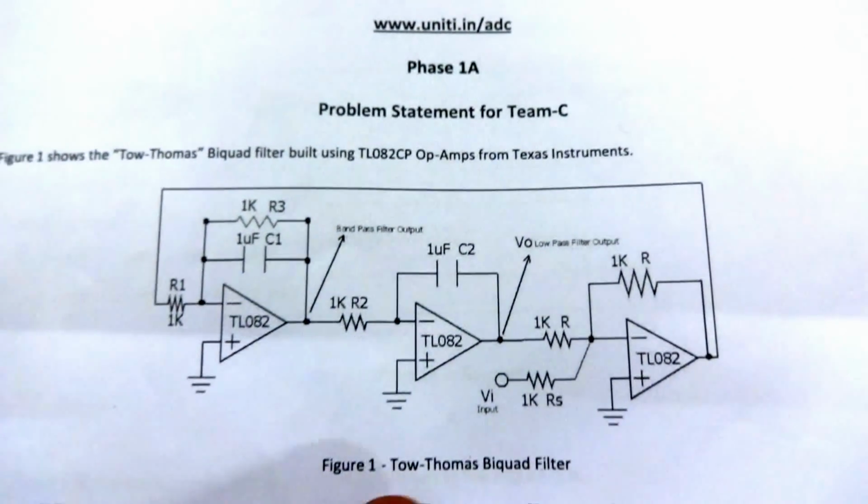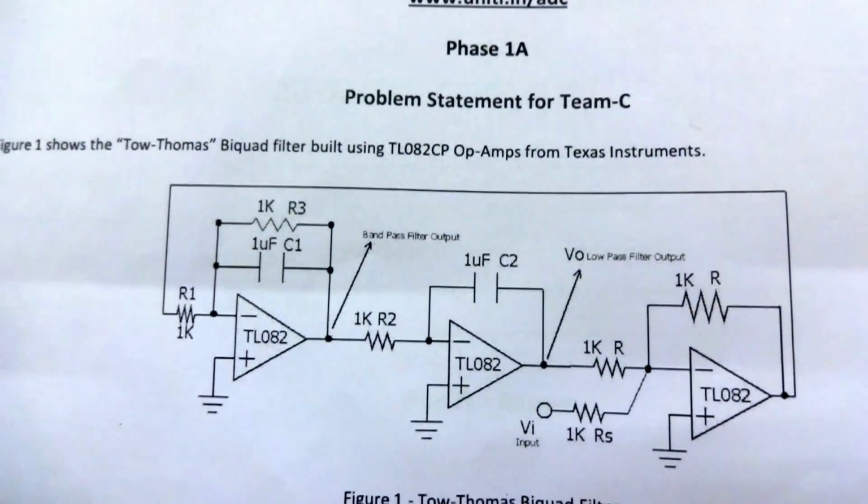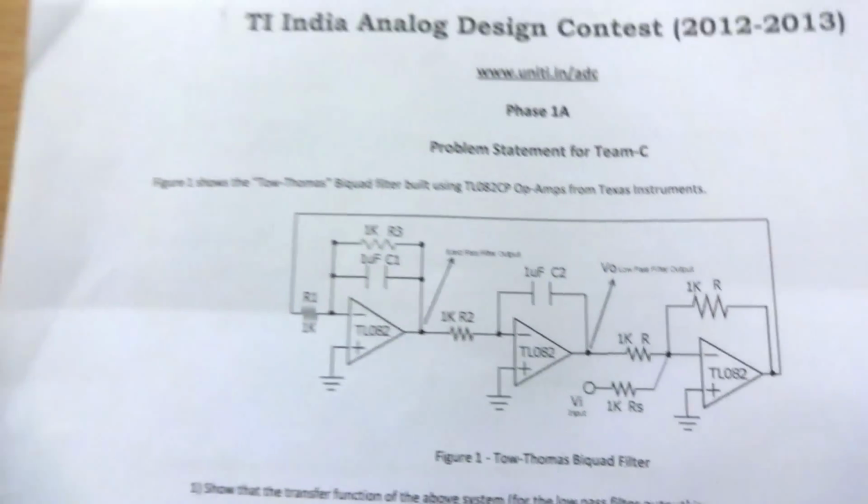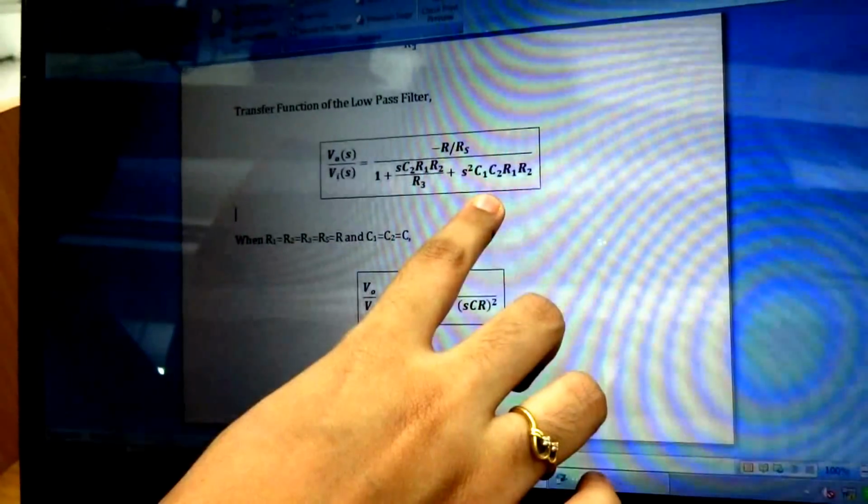The problem statement is to study a Tow-Thomas biquad filter. We were asked to find the transfer function of the low-pass filter. We have applied KCL to find the transfer function. We obtained the transfer function like this.